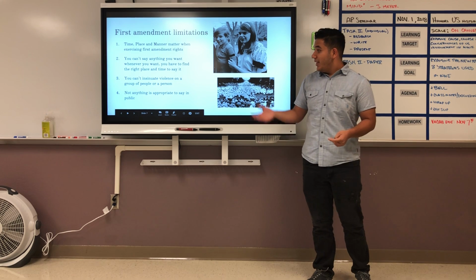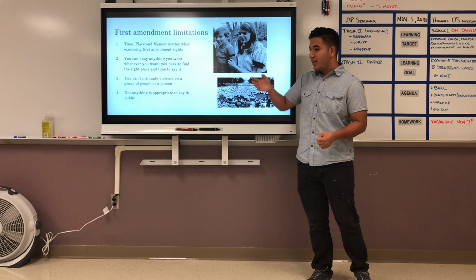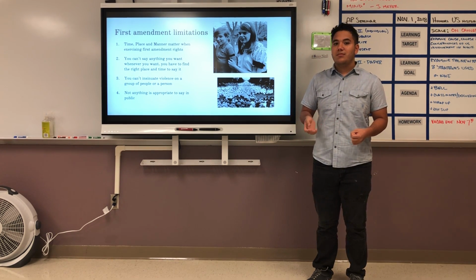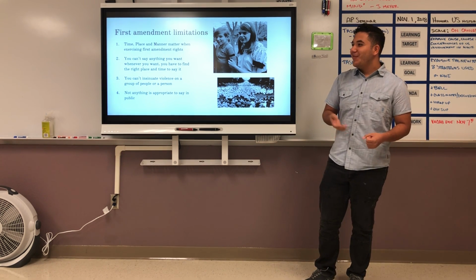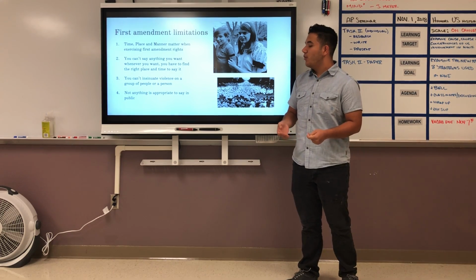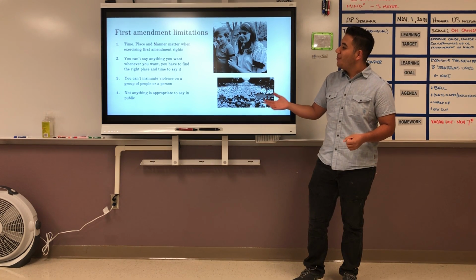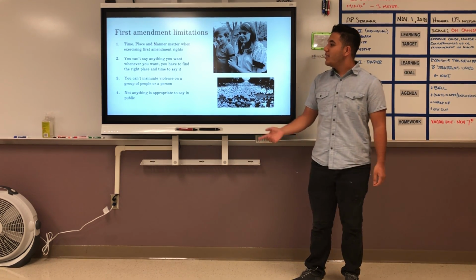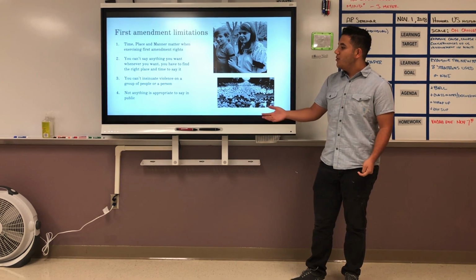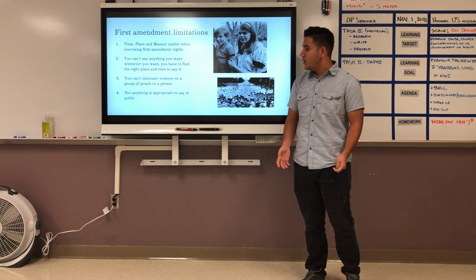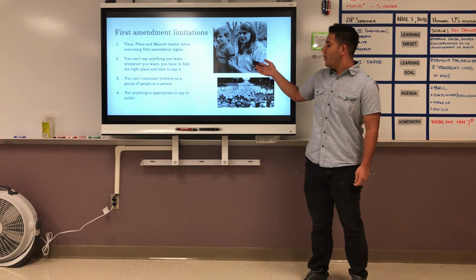So I'm going to move on to one of my biggest points, the First Amendment limitations. So as I stated in my last one, there are certain times and places in the way you can say things, especially in school. So the stimulus source that Mr. Beard gave us, time, place, and manner, matter when exercising First Amendment rights. You can't say anything you want, whatever you want, whenever you want. You have to find the right place to say it. And you can't insinuate violence on a group of people or a person, and not anything is appropriate to say in public.